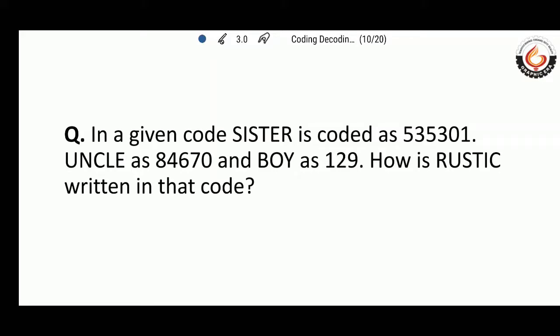These are the 6 letters we want. If we see that R could be found in the word SISTER, it is 1. U is found in UNCLE, 8. S is found again in SISTER, that was 5. T is found again in SISTER, 3. I is in SISTER, again 3. And C is found in UNCLE, 6.